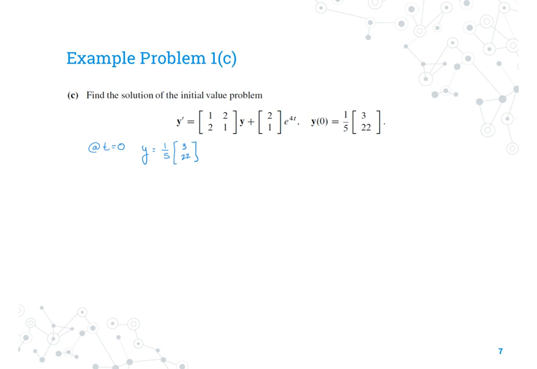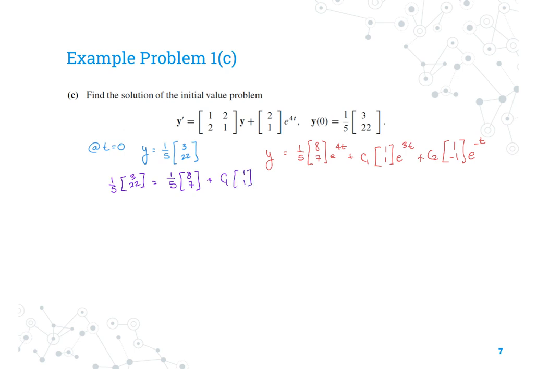And also from part B, if you'll remember, y was given as 1/5 times the column matrix 8, 7, e to the 4t, plus C1 column matrix 1, 1, e to the 3t, plus C2 column matrix 1, negative 1, e to the negative t. So what we're going to do is evaluate that solution at 0. So where does that leave us? Well, we know that 1/5 times the column matrix 3, 22 then equals 1/5 times the column matrix 8, 7 times e to the 0, which is 1. Okay, so that's done. Plus C1 times the matrix 1, 1, plus C2 times the matrix 1, negative 1.